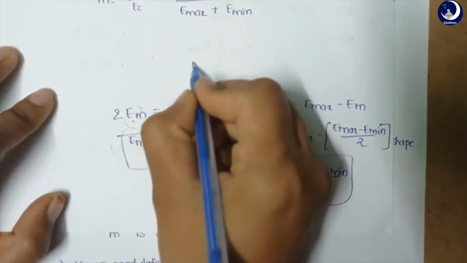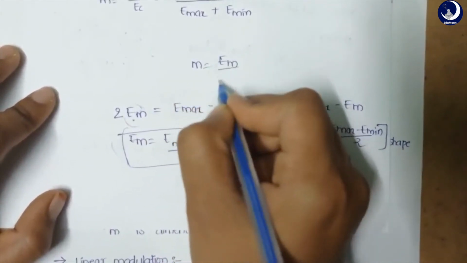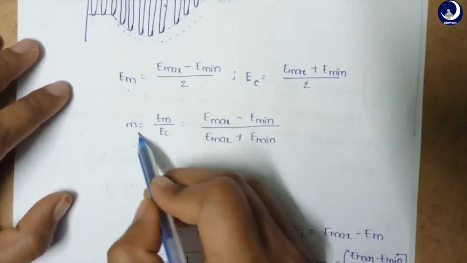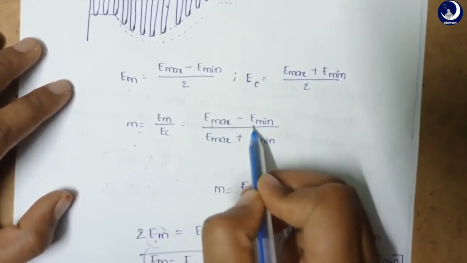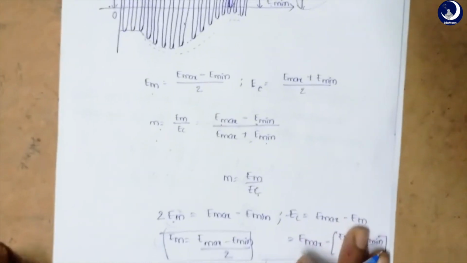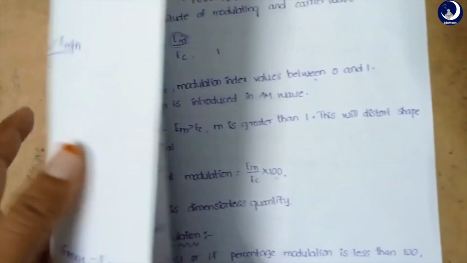What is modulation index? Modulation index is equal to Em by Ec. From there we will be getting M, that is modulation index, is equal to E max minus E min by E max plus E min. So let's look into some problems regarding this.